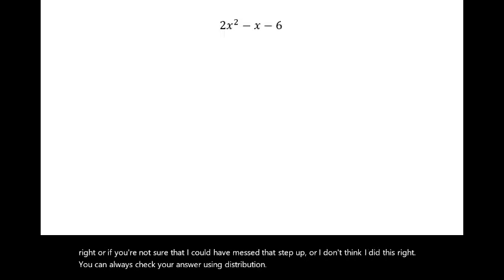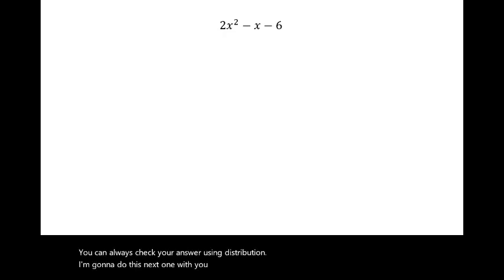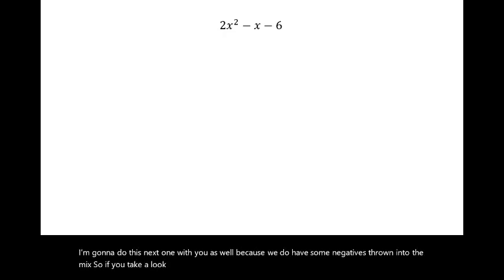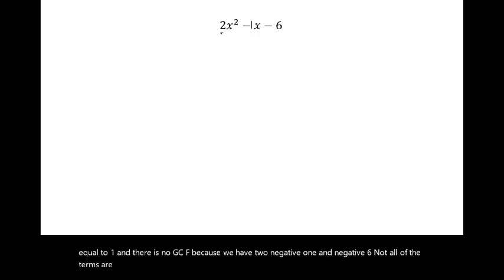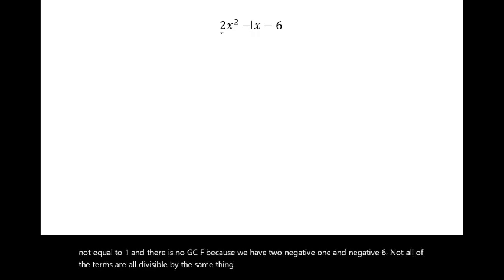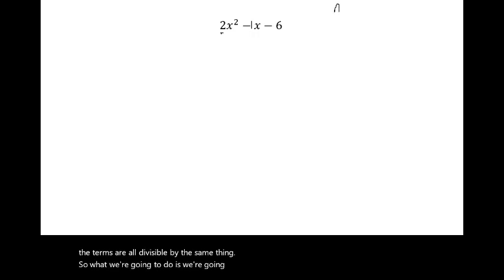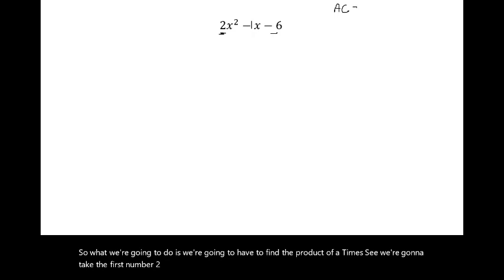I'm going to do this next one with you as well because we do have some negatives thrown into the mix. So if you take a look at this, the leading coefficient is not equal to 1. And there is no GCF because we have 2, -1, and -6. Not all of the terms are divisible by the same thing. So what we're going to have to do is find the product of A times C. We're going to take the first number 2 and multiply it by the last number -6, which gives us an AC of -12.